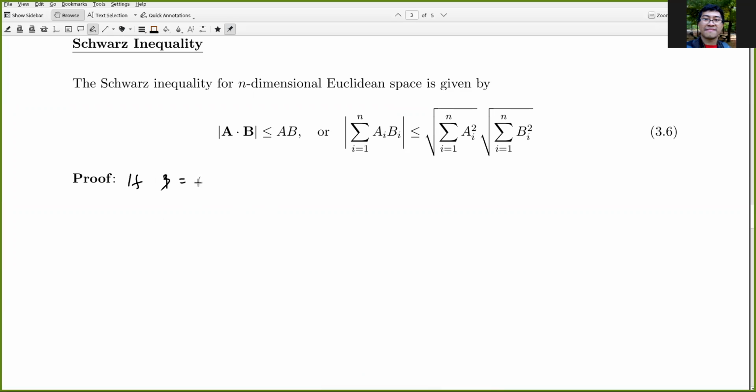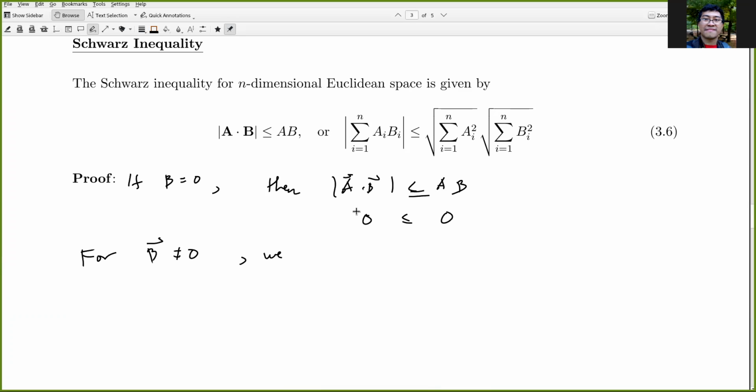If B is equal to 0, then A dot B less than or equal to |A||B| becomes simply 0 less than or equal to 0, which is correct. Now for B not equal to 0, let's use a form of this for some vector.